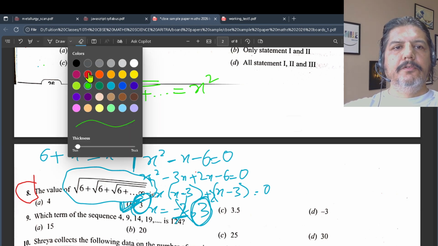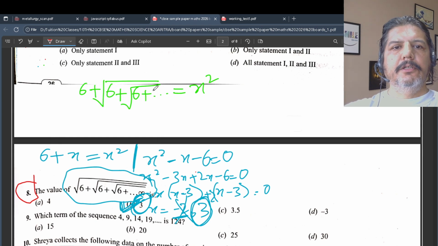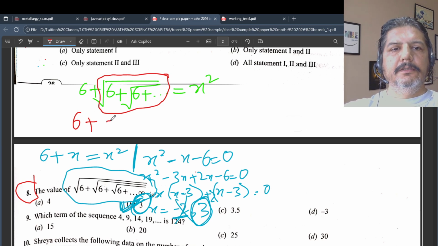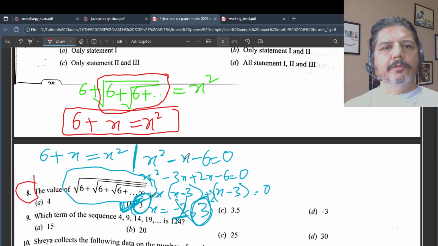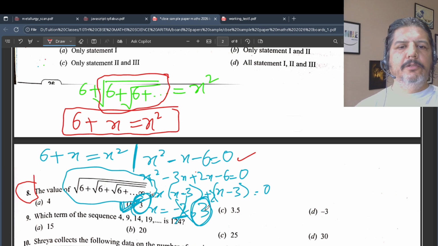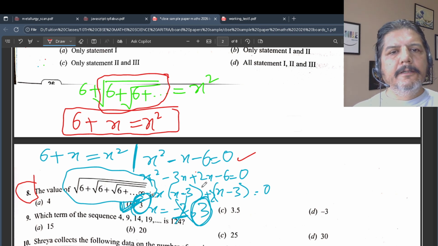Now because this is such a huge number, this is actually the assumption of x. Once you reach this point, then the question becomes very simple, because then it's a simple quadratic equation. This will be equal to x square minus x minus 6 is equal to 0, and then you can find minus 2 and 3.